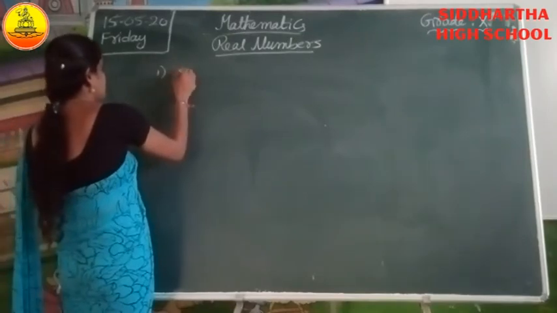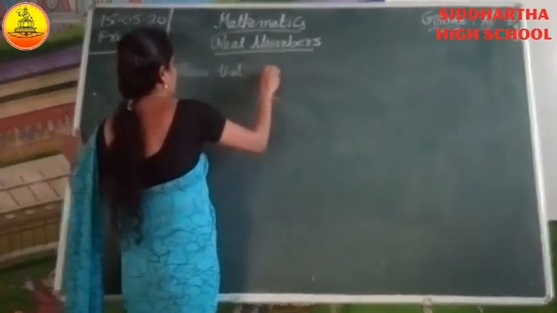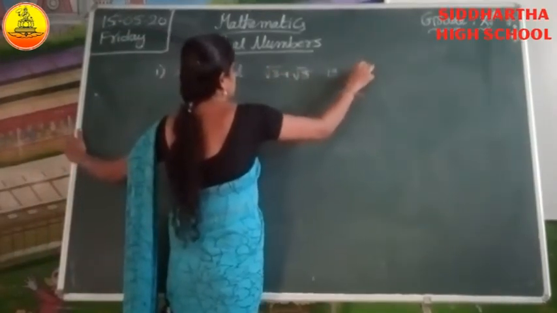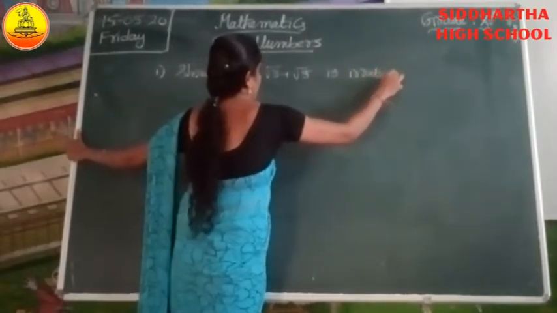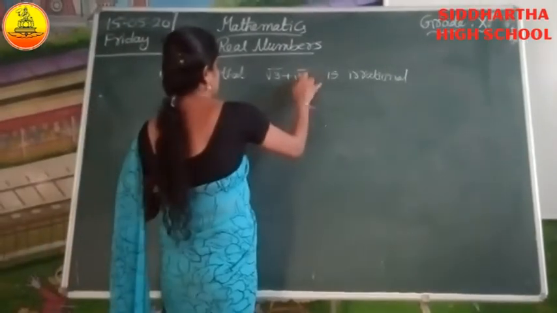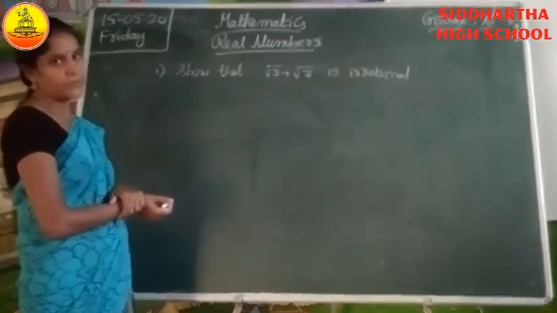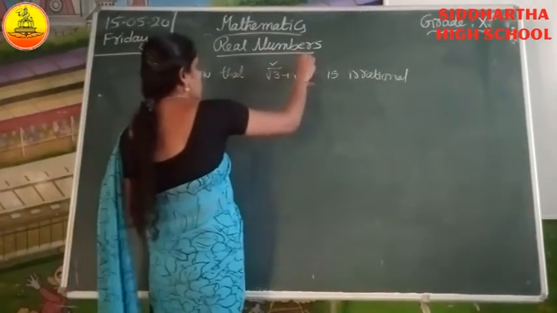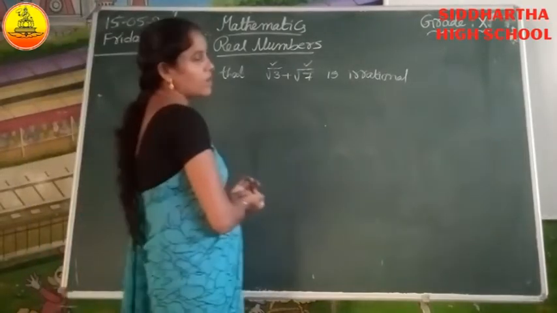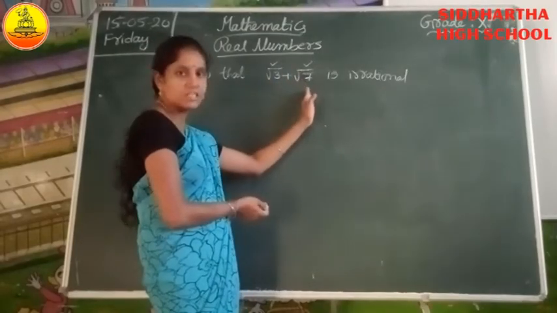For example, show that root 3 plus root 7 is irrational. How to solve this type of sums? Here we are observing two roots. Two numbers have roots. So what we have to do whenever two numbers have roots, that means this is an irrational number, this is an irrational number.